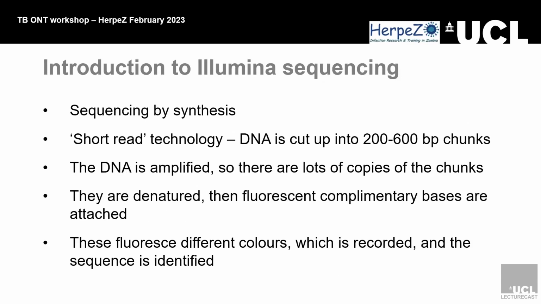So Illumina, like we said, is sequencing by synthesis. These are short reads. The DNA is cut up into 200 to 600 base pair chunks, and you read it from opposite ends. So in the 600 base pair chunk, you read 300 from this side, 300 from that side. And then those are the little fragments that you will then overlap to build up your full sequence.